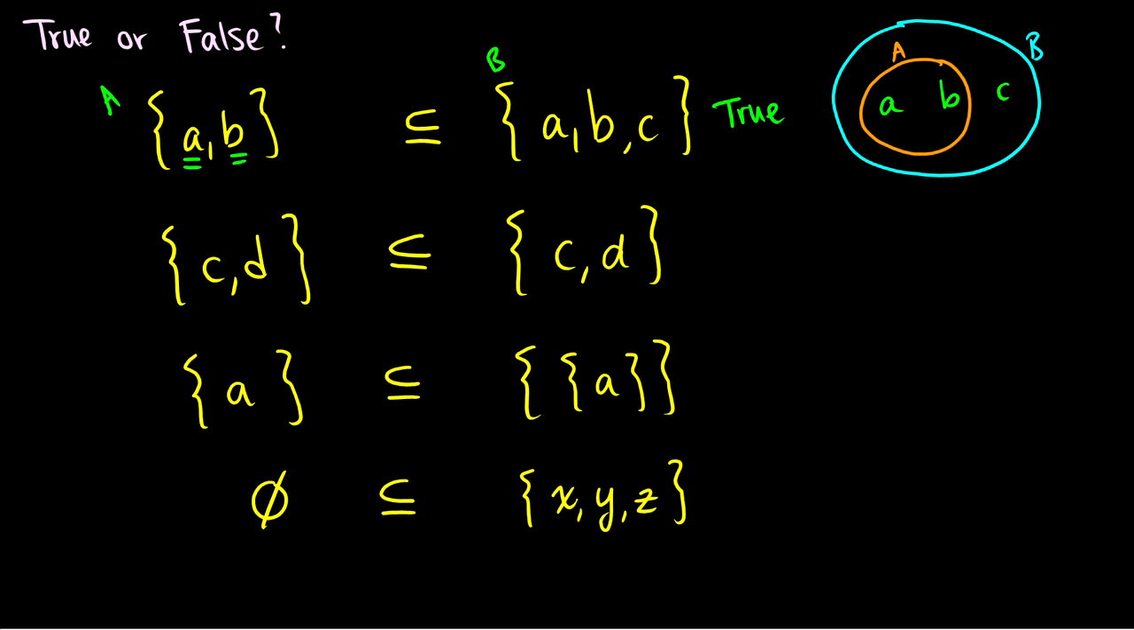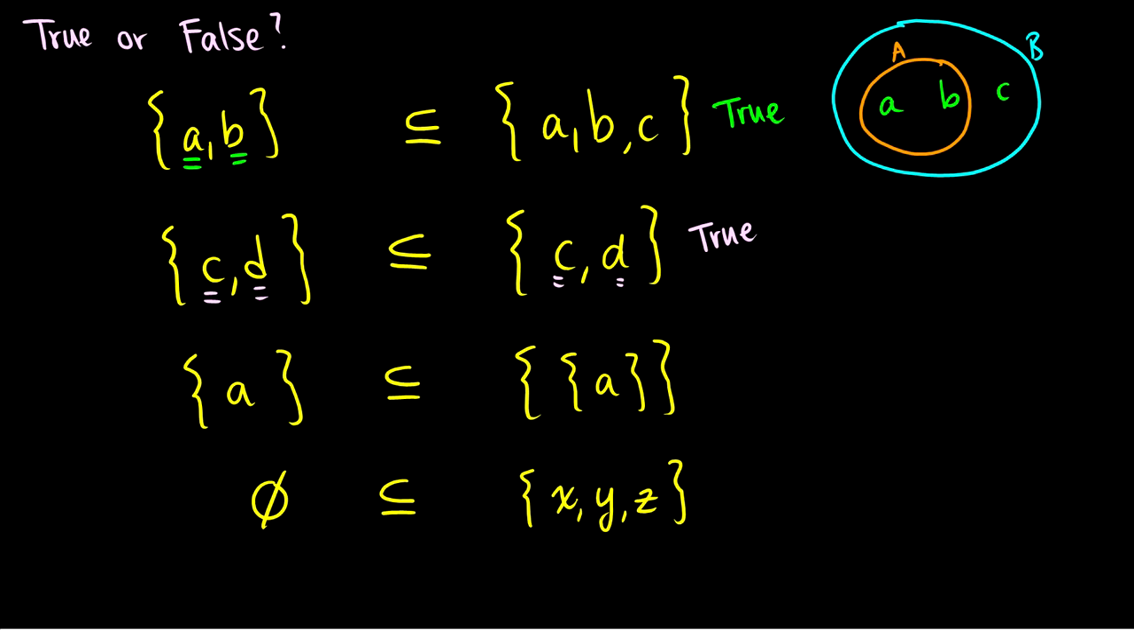So what about {C, D}? Is {C, D} a subset of {C, D}? And the answer is yes, that is true. And that's because every element in our set A here is a member of the set B. So C is in A, therefore C is in B. D is in A, therefore D is in B. Now, what about the next one?